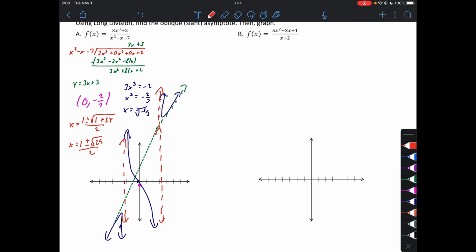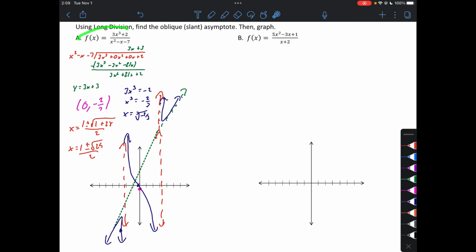All right, so the important part about this problem is that we were able to find the oblique asymptote of 3x plus 3. The graphing part will be a little bit easier when we have a little practice with it. But really, again, we're talking about the same thing we talked about before, making sure our asymptotes, our end behavior, and our x-intercepts are correct. Otherwise, the rest of the graph can be a little off.